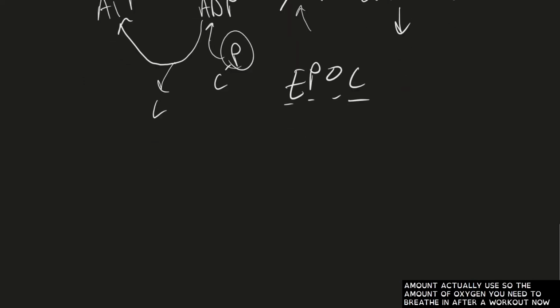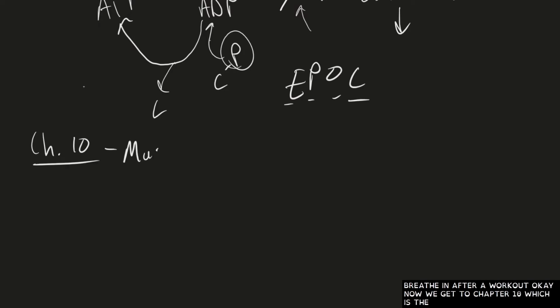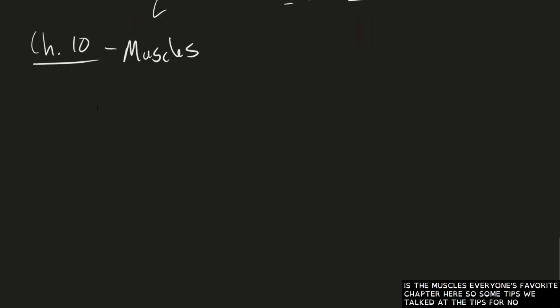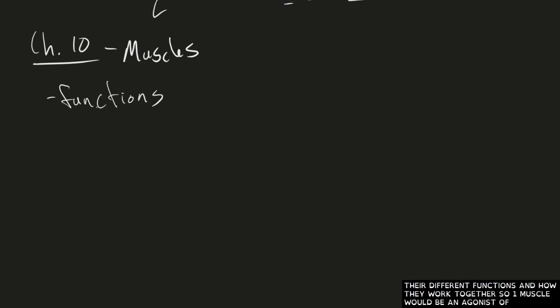Okay, now we get to chapter 10, which is the muscles. Everyone's favorite chapter here. So some tips. We talked about the tips for knowing the muscles. Know the types of muscle functions, whether they are an antagonist, synergist, agonist, or fixator. They're different functions and you should know how they work together. One muscle would be an agonist of a certain movement, an antagonist of another movement, and maybe a synergist for a third movement.